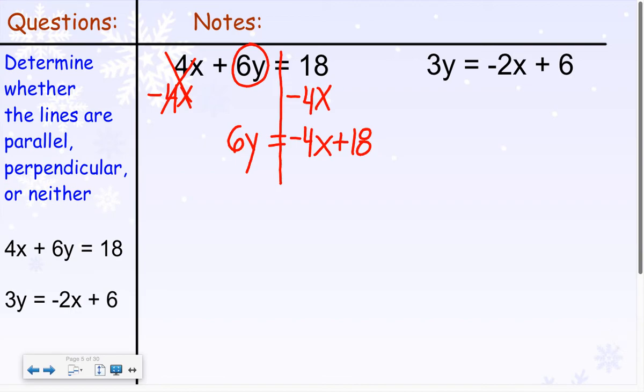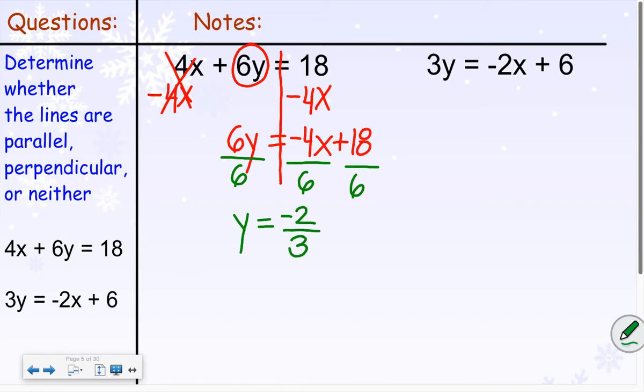So I subtracted 4x on both sides, and then I'm going to divide every single number by 6. So -4/6 can be simplified to -2/3. So now we have this in slope-intercept form. My slope is -2/3.